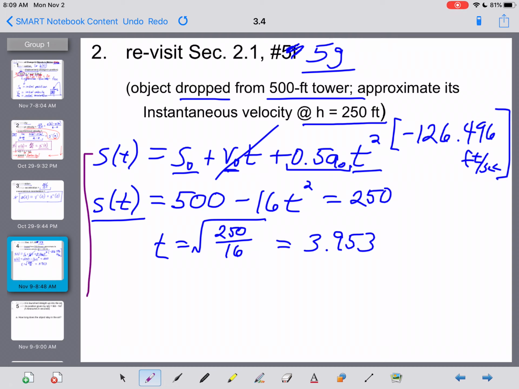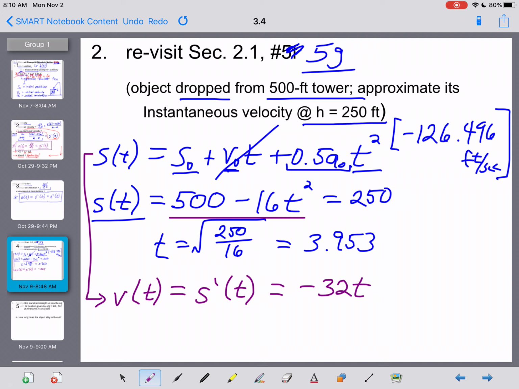Here is your position function, s of t. We now know that the velocity function, the true instantaneous velocity, is given to us by the derivative of your position function. So the derivative of this position function right here: well, the 500 is a constant, its derivative is just 0. And the derivative of minus 16t squared is minus 32t. That's your velocity function, measured in feet per second.